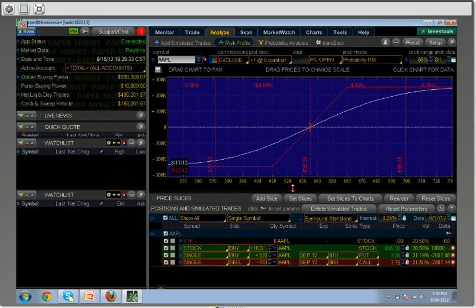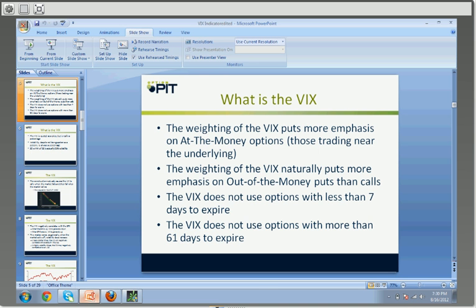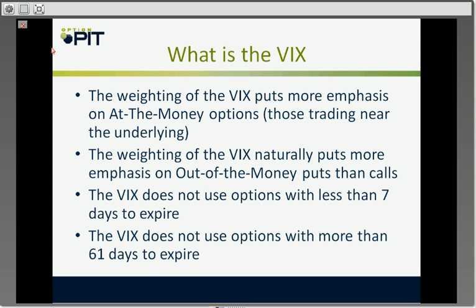So basically what I'm saying is when the put becomes more expensive relative to the call in this collar, the more the VIX is going to rally. The VIX does not use options with 7 days to expire. In fact, it only uses regular contract months, so it doesn't use weekly options. It doesn't use any option that isn't a regular option, and it doesn't use options that have more than 61 days to expire.